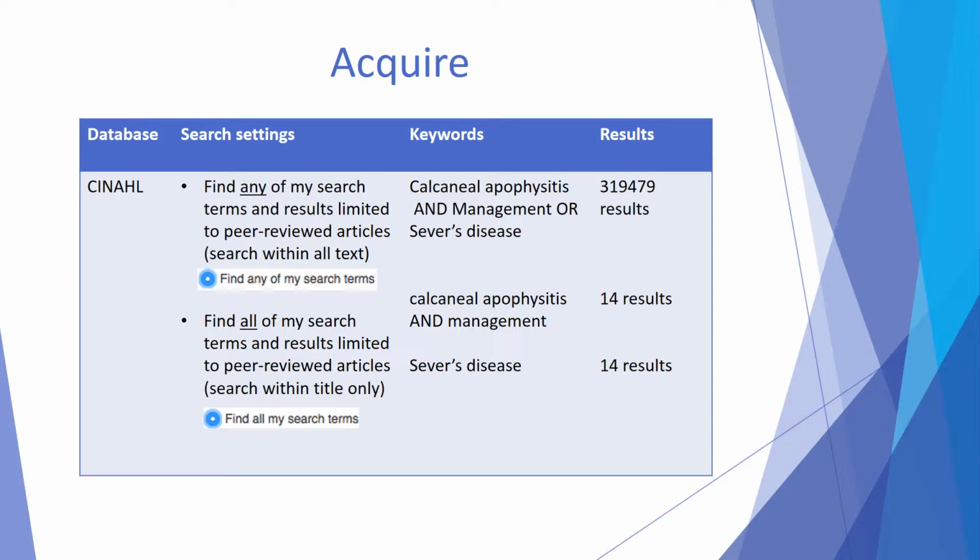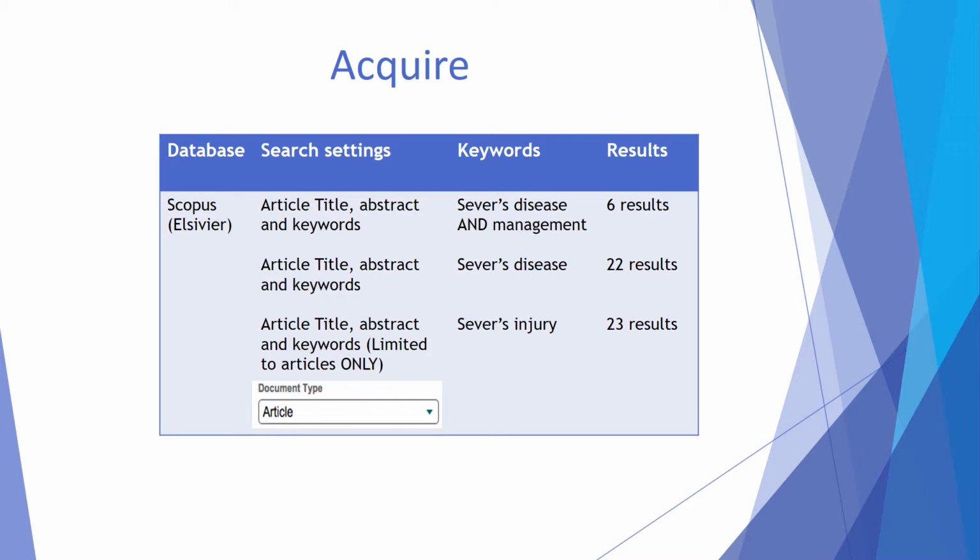CINAHL was the next database to be investigated. The same search terms were applied, and initially the search settings were open to finding all of the search terms. However, this caused a large number of results. Once again, we modified our search strategy to limiting the results by enabling the search within title only option. This led to a more specific amount of results being displayed. It is to be noted that some of the articles discovered in this database were the same as ones found in PubMed and Medline. Moving on, Scopus was the next targeted database.